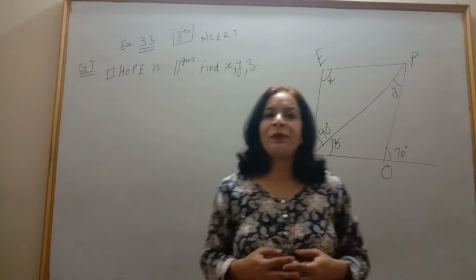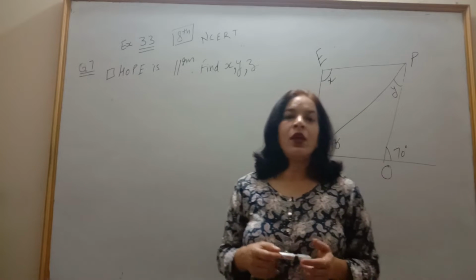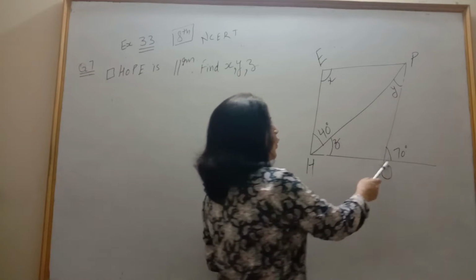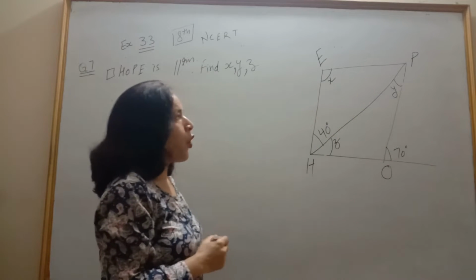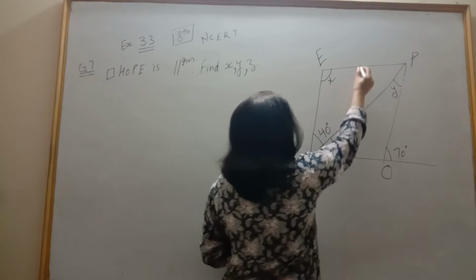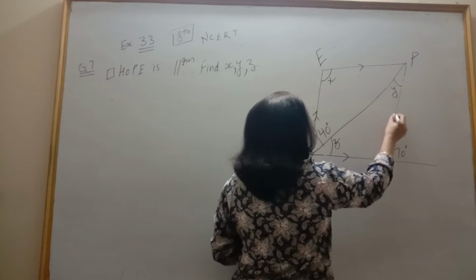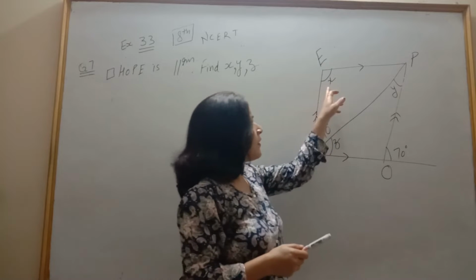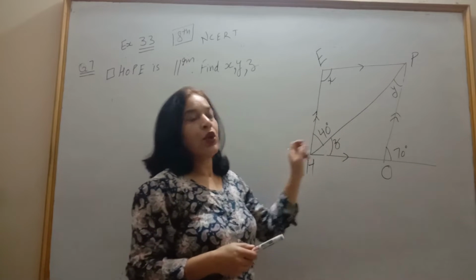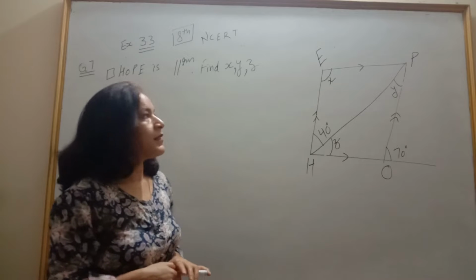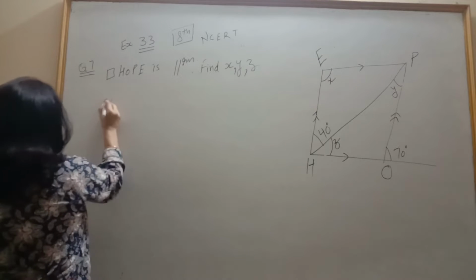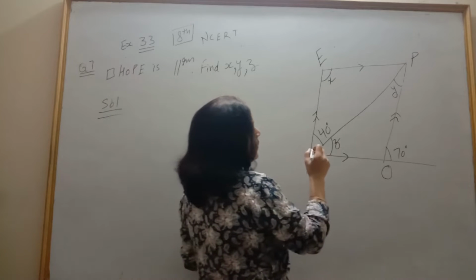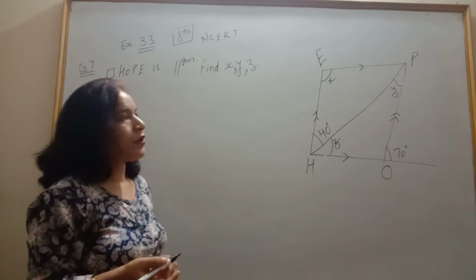Hello students, here in question number 7 you are given this figure HOPE, a quadrilateral HOPE which is a parallelogram. Find X, Y and Z. You have to find the value of X, Y, Z. So students, first of all, what will you do? You can find it in two ways.